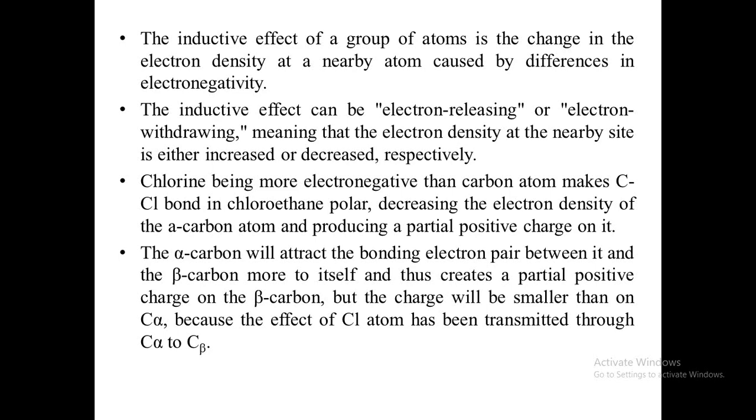The inductive effect of a group of atoms is a change in electron density at the nearby atom caused by a difference in electronegativity. The inductive effect can be electron releasing or electron withdrawing. This means sometimes the group attached to the neighbors can donate its electron density, and the other case also exists. Sometimes the group can withdraw electron density from the neighbors. So how can we determine whether an atom or a group of atoms will donate electron density to the neighbors, or withdraw electron density from the neighbors?